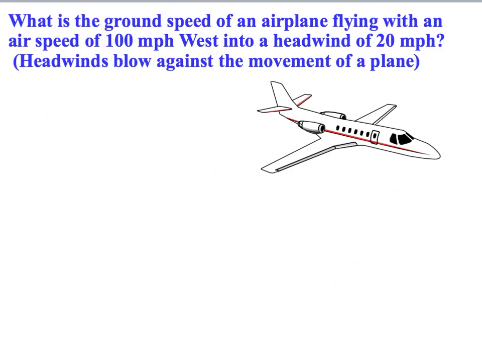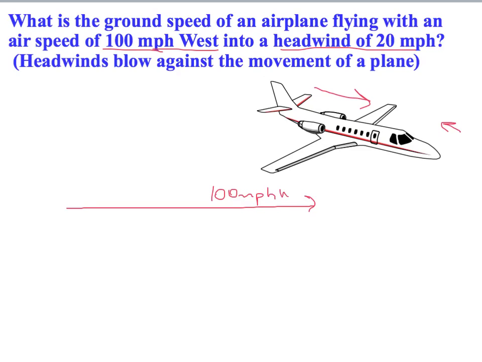What is the ground speed of an airplane flying with an airspeed of 100 miles per hour west into a headwind of 20 miles per hour? So, we're flying 100 miles per hour west, and there's a headwind of 20 miles per hour east. Let's draw the vectors. Here's our 100 miles per hour west, and here's our 20 miles per hour east, drawn with a ruler.